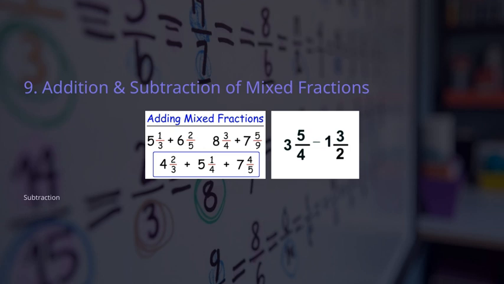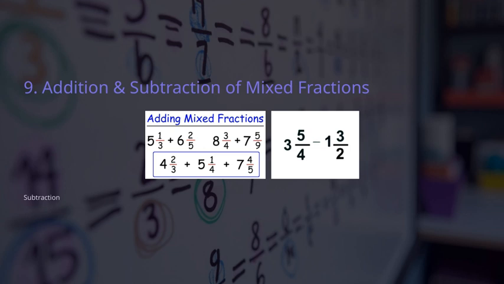This means you'll take one from the whole number, turning it into a fraction that can be added to the fractional part. Remember, this step makes the fractional part larger, so subtraction becomes easier. It's important to write the mixed fractions as improper fractions when subtracting. This often simplifies the process, especially when dealing with borrowing.